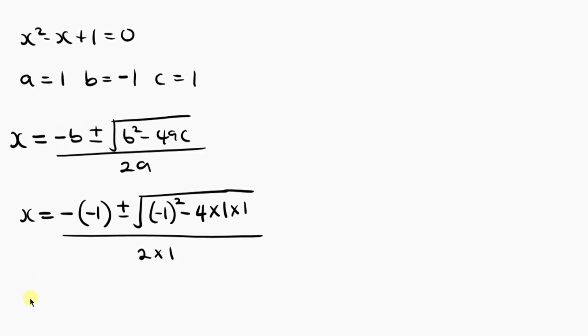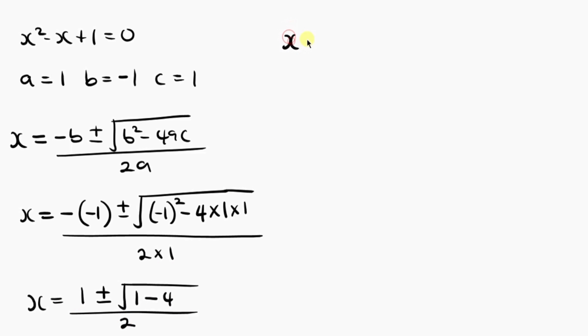A is 1. So simplifying further is going to give us minus times minus is plus. So I have 1 plus or minus the square root of negative 1 squared, which gives you 1, minus 4 times 1 times 1, which is going to give you 4. So all over 2 times 1 is what? 2. Very good. So now I'm going to have x equal to 1 plus or minus the square root of 1 minus 4, which gives you minus 3, all over 2. Very good.